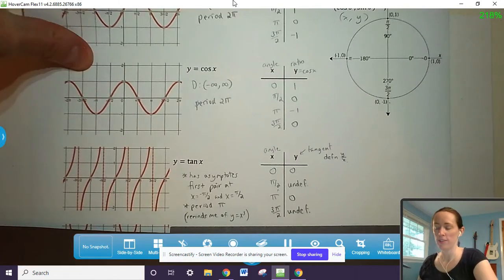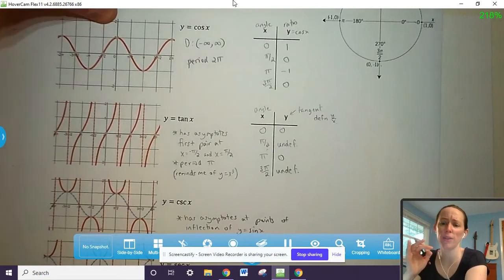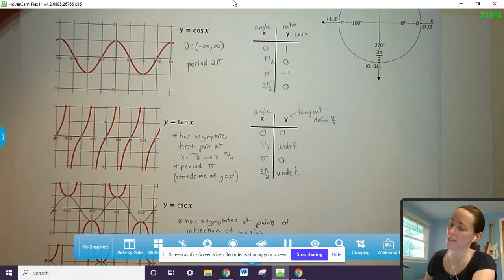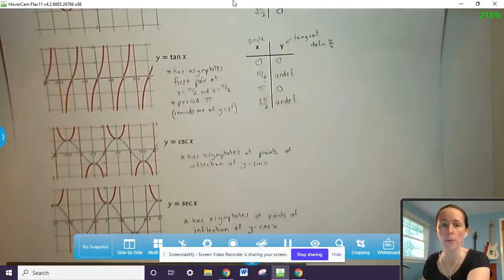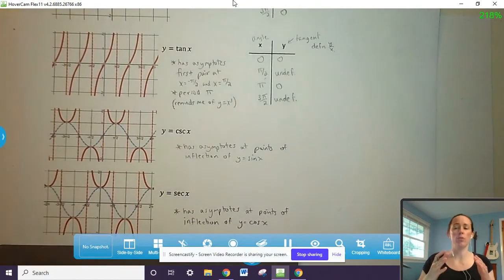And then we have our secant and cosecant graphs next. Sine and cosine, you're probably going to see quite a bit in calculus. Tangent, not as much. Cosecant and secant, rarely. But one thing that's really important to be aware of about cosecant and secant is that they have asymptotes.